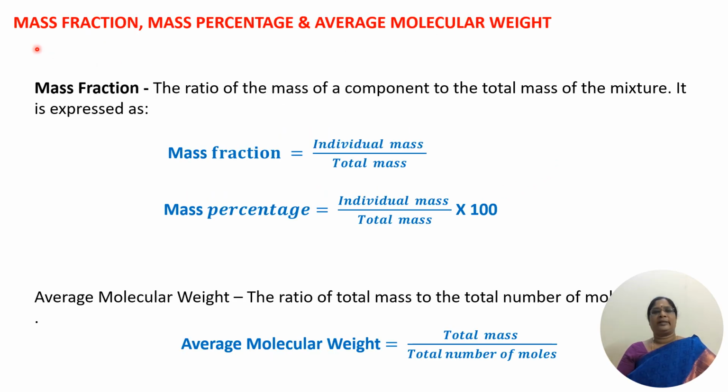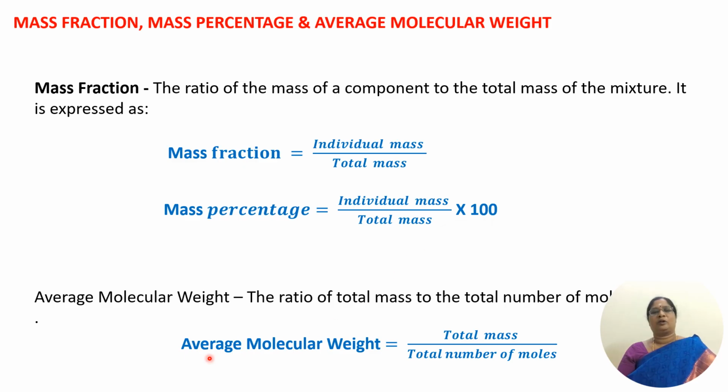Similarly, next let us look at the concept of mass fraction, mass percentage and average molecular weight. Mass fraction is the ratio of the mass of a component to the total mass of the mixture. So it is expressed as individual mass by total mass. Similarly, as with mole percentage, mass percentage is equal to mass fraction into 100, that is, individual mass divided by total mass into 100.